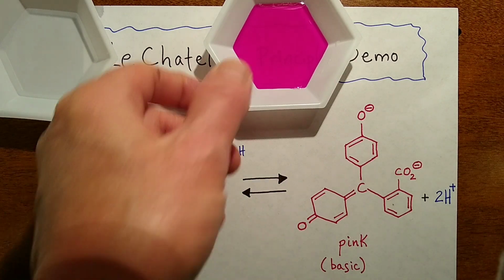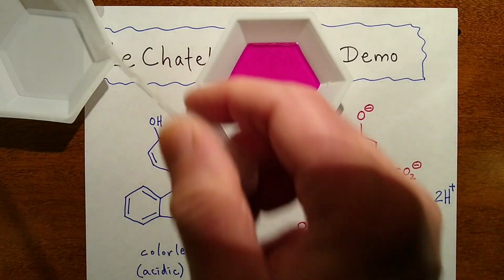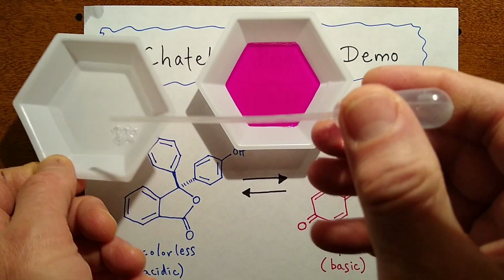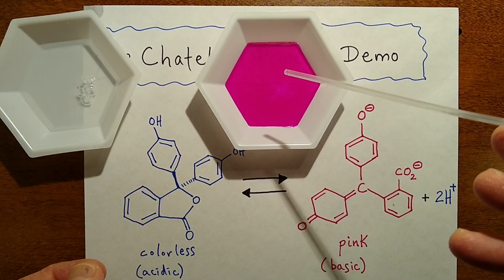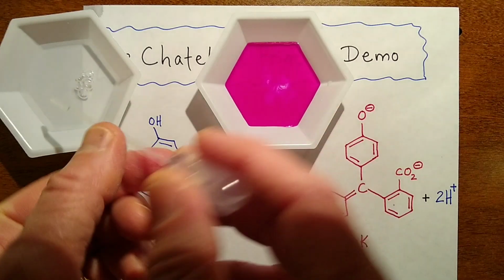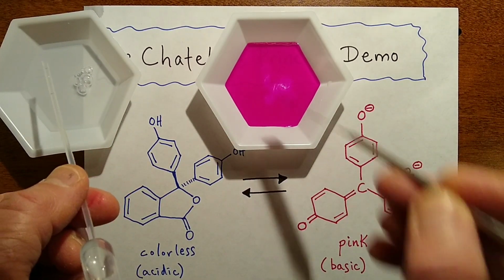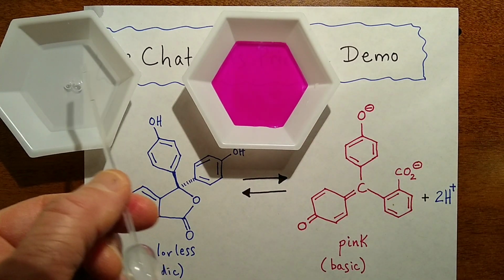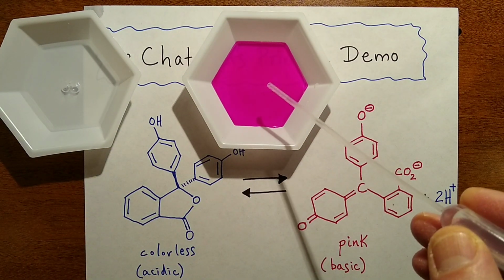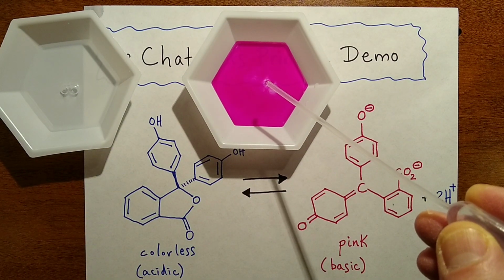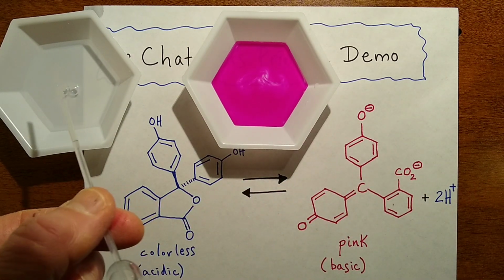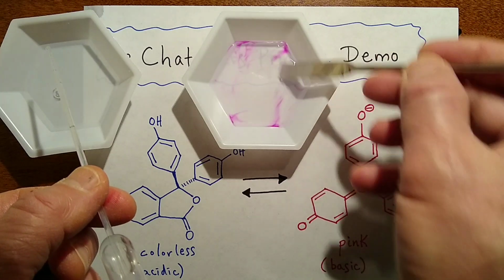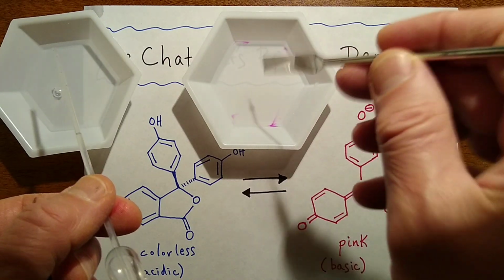Now I can cause it to shift back to the left by adding some vinegar. So what if I just take some vinegar and pipette some in? Let's just try a couple drops and see if that's enough. Not quite. It's kind of a guessing game because I haven't carefully measured these solutions. Let me add 2 more. Stir. You can see now I've gone back to the colorless side.